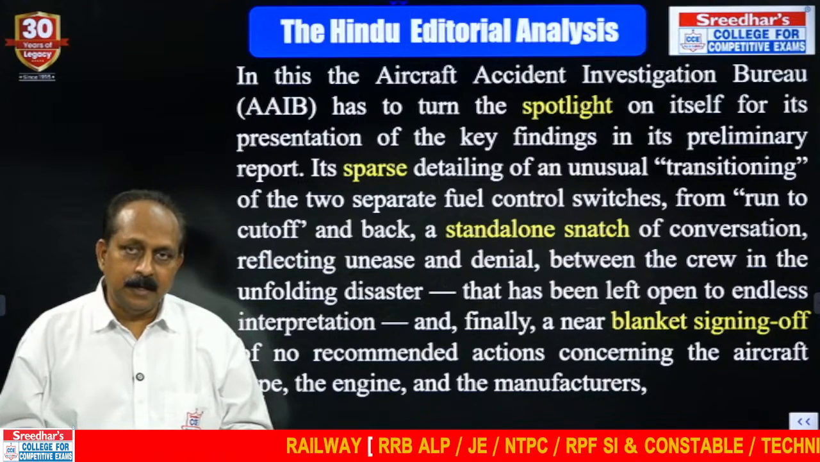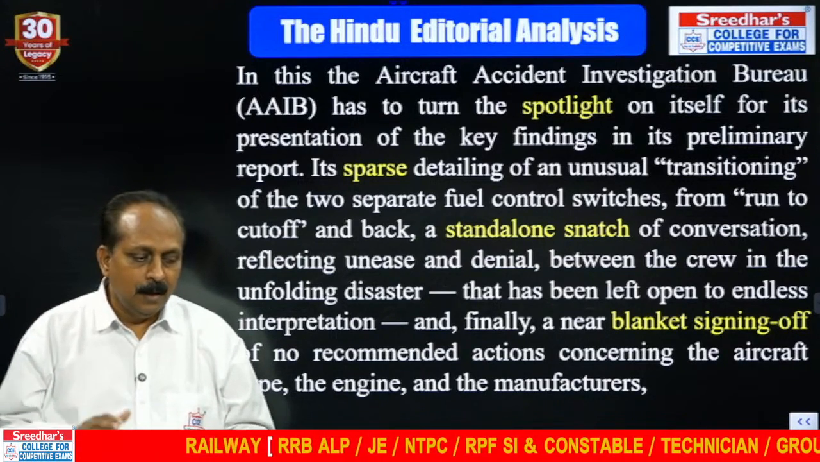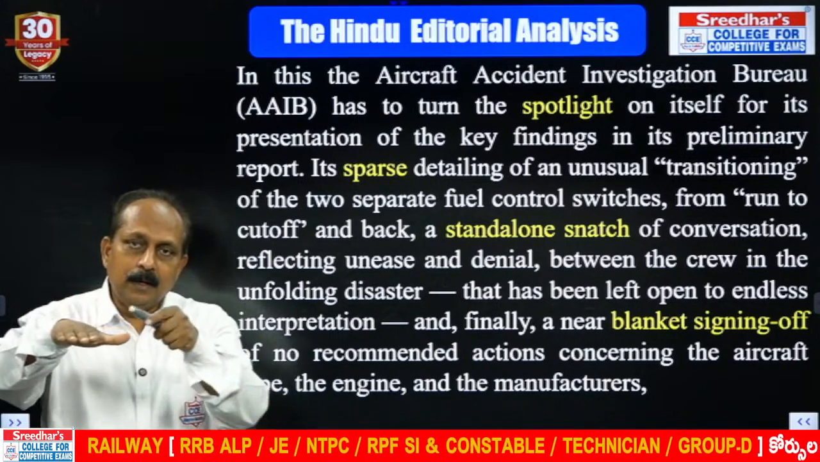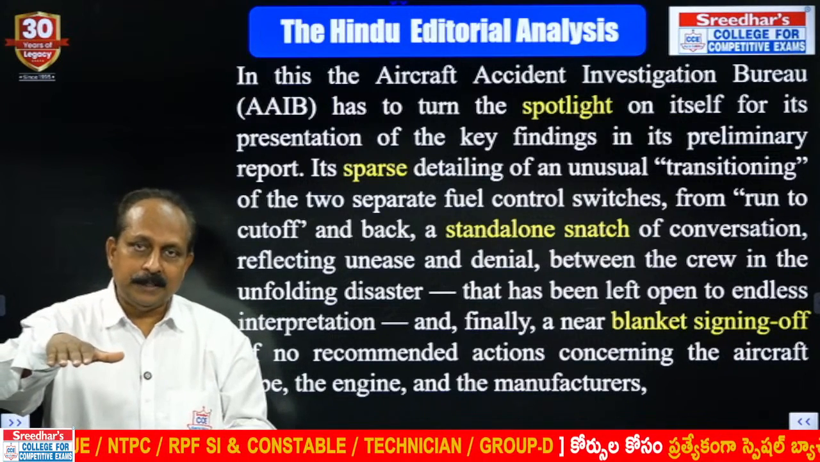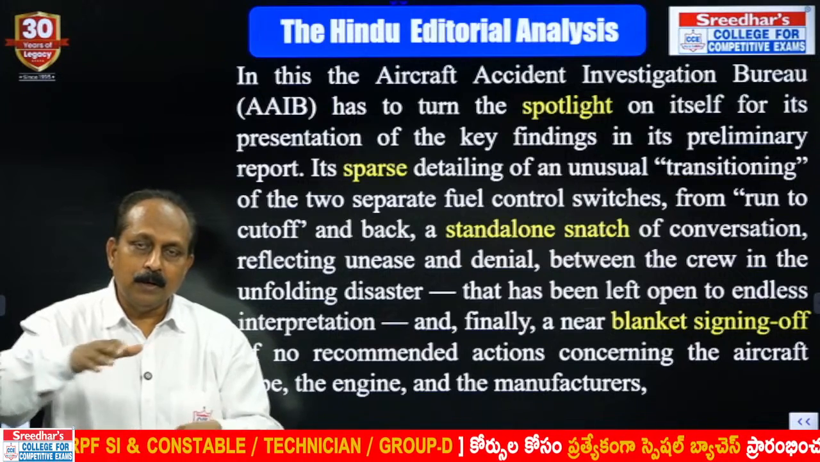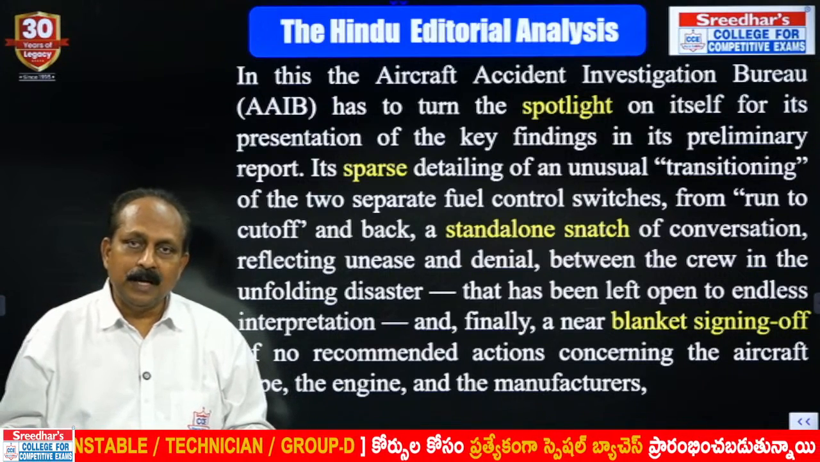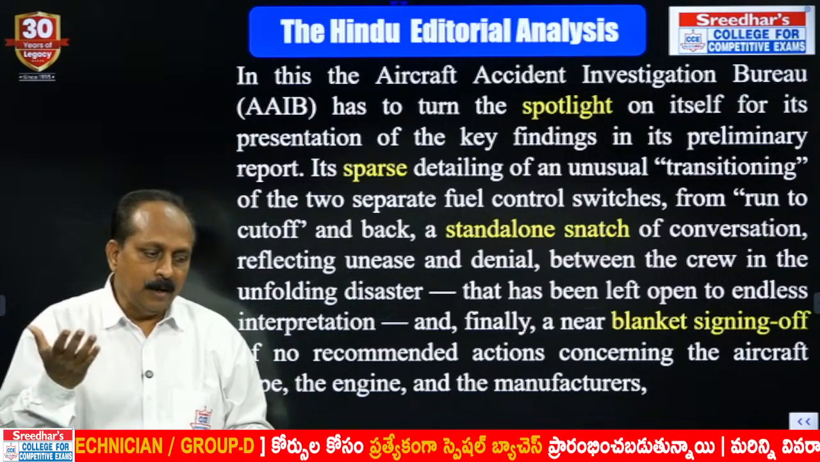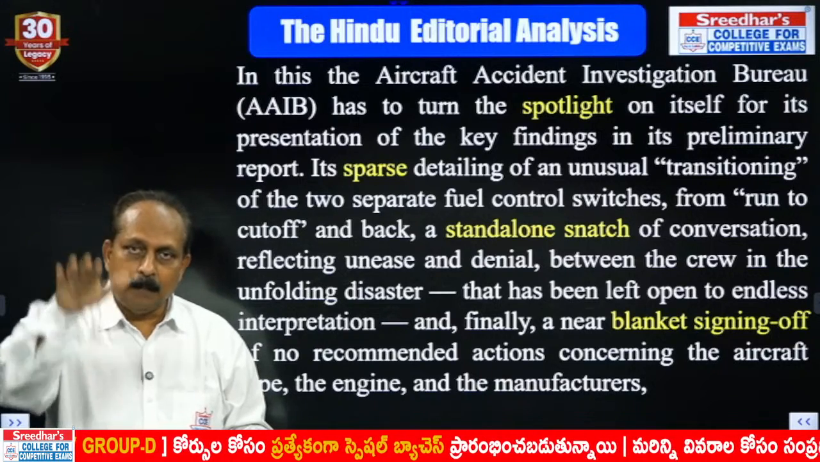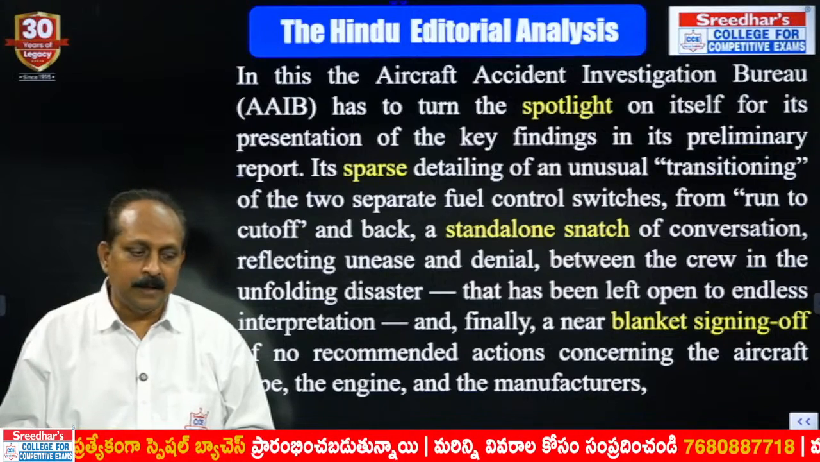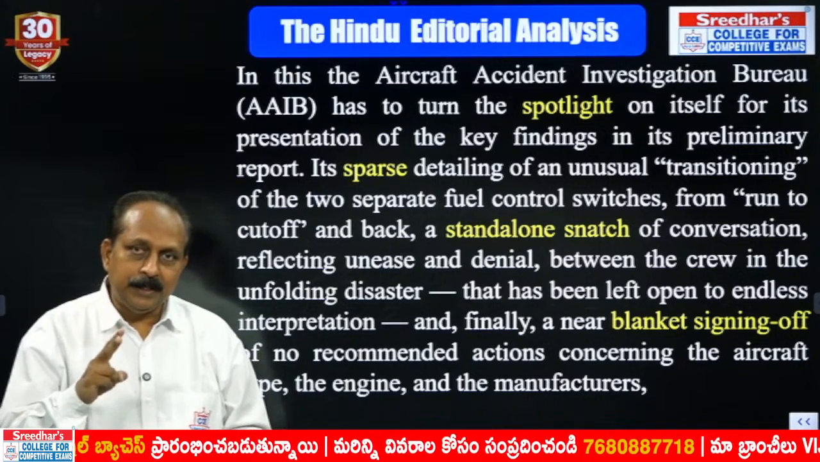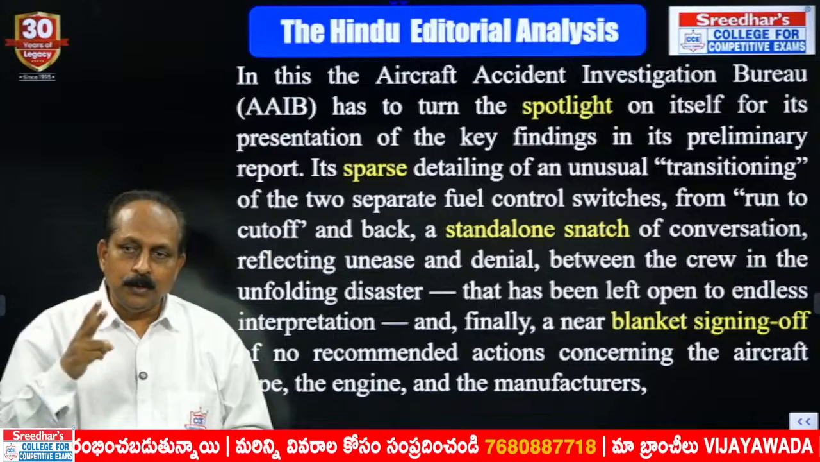What happened in this case, apparently, when the flight took off, the switch changed from on to off mode. Means what? The fuel that was to go to the engine did not go. And once fuel is not there, obviously, the plane starts descending and it collapses. It results in a plane crash. This is all about two switches and one conversation, two sentences.